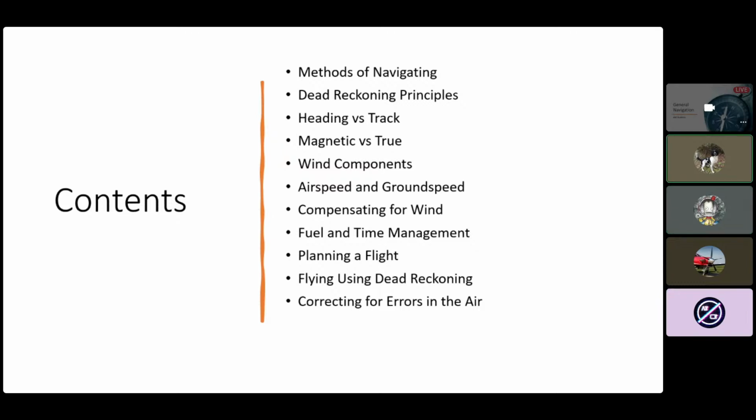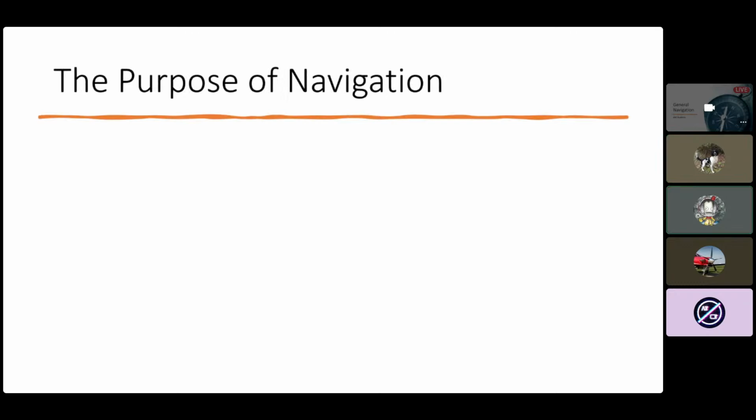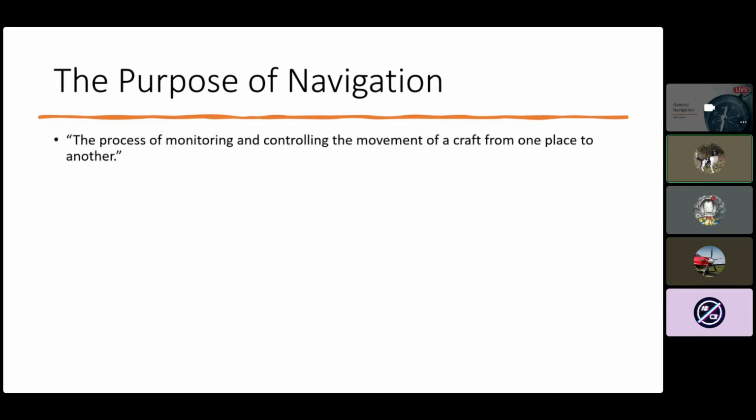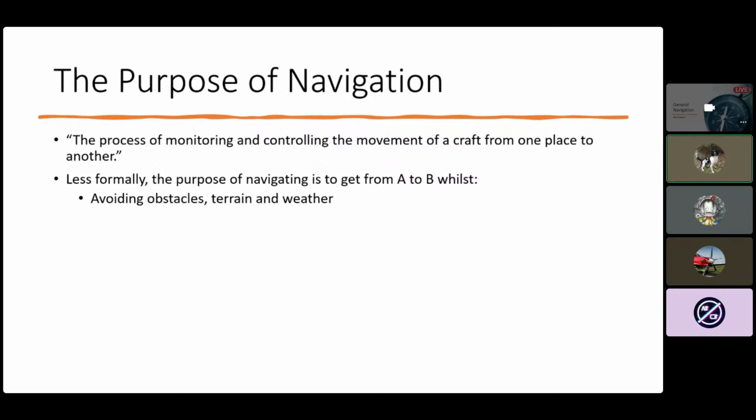Right, okay, good. So, what is the point of navigation? According to Wikipedia, it's the process of monitoring and controlling the movement of a craft from one place to another. That's very formal, and quite pompous. The purpose is navigating from A to B, and as pilots, that also includes avoiding obstacles, terrain, and weather, and probably more importantly, in some instances, accounting for airspace.